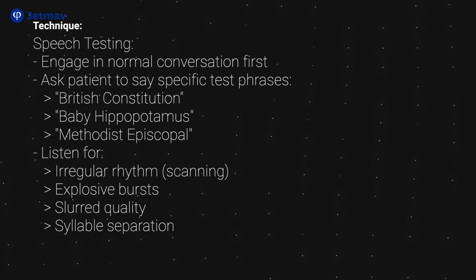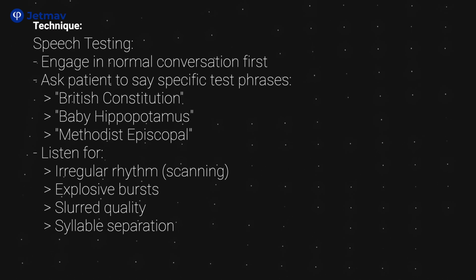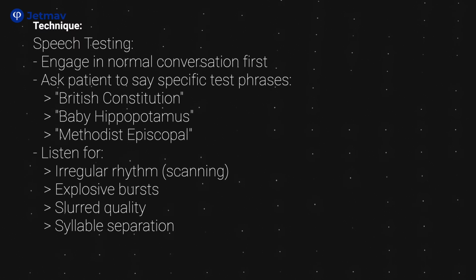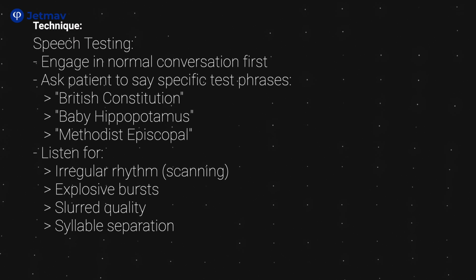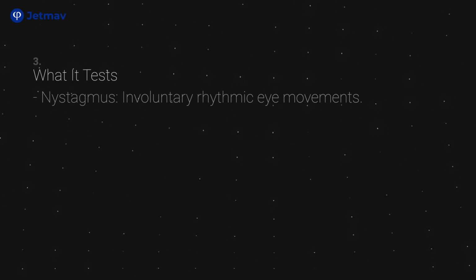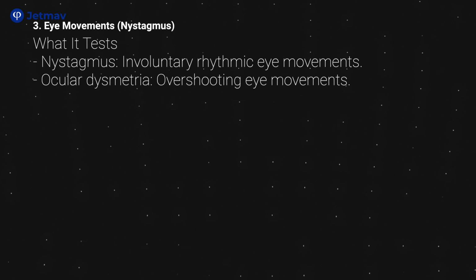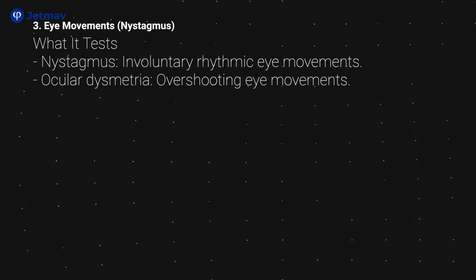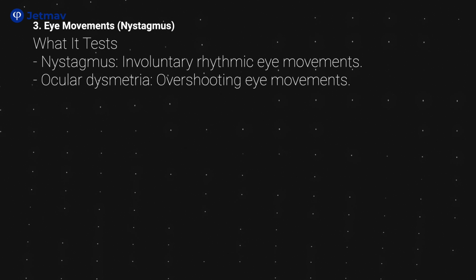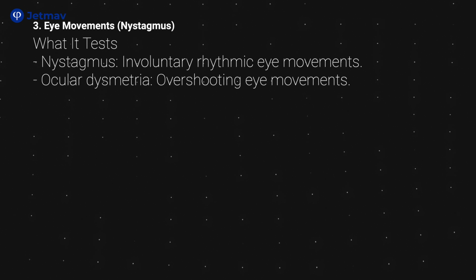So when we tell them to say these things, we'll listen for any irregular rhythm or scanning. We also listen for things like slurred speech or slurred quality and syllable separation. Then when we are done with this speech assessment, the next component of the examination is the eye movement, where we are going to check for any involuntary rhythmic eye movements. We're also going to look for what we call ocular dysmetria, where there will be overshooting eye movements.